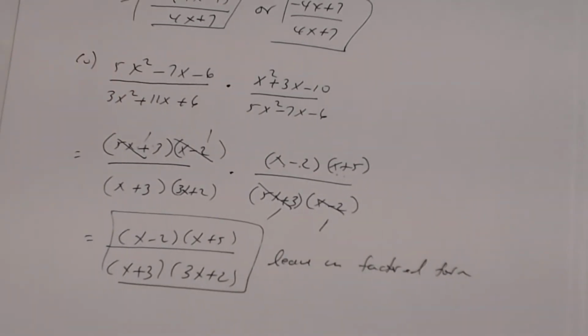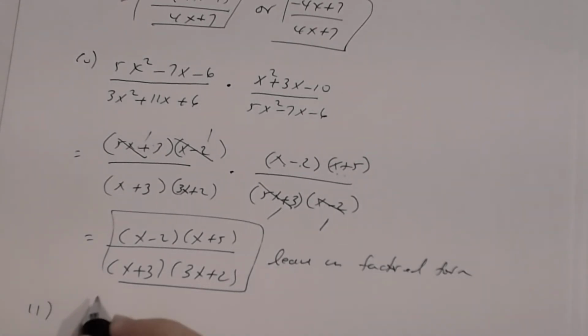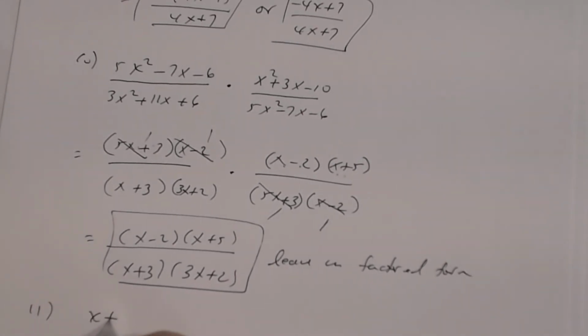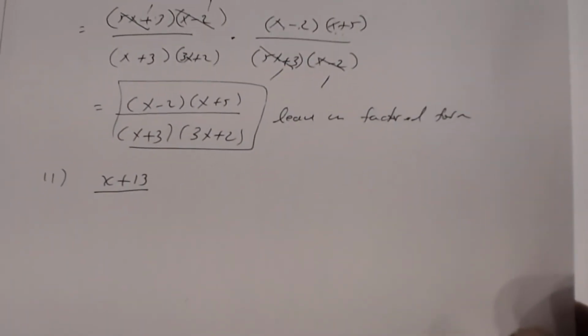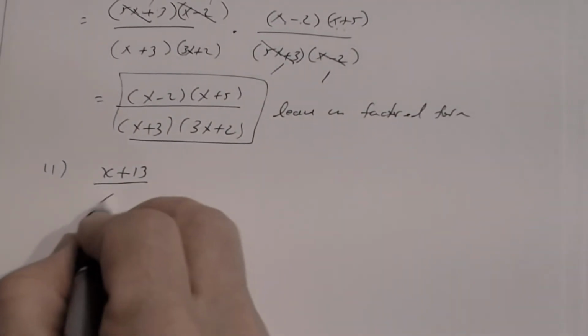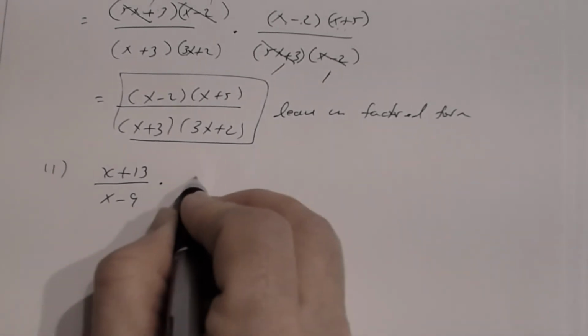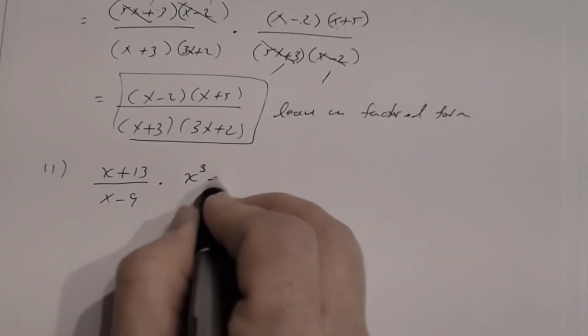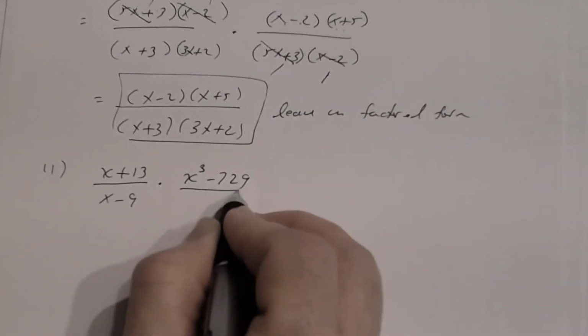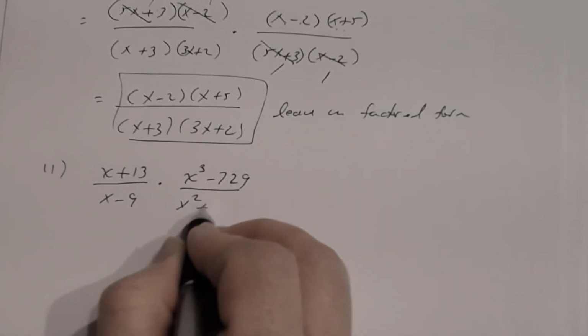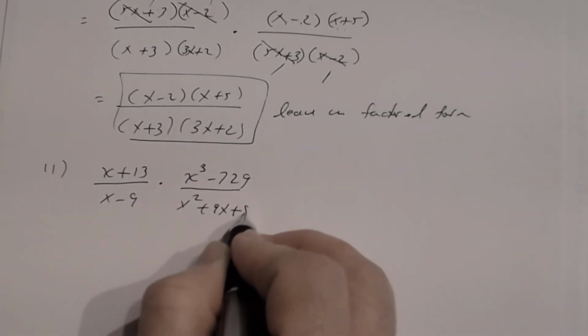All right, so don't multiply it out. Okay, number 11. So let's look at number 11. Number 11, we have x plus 13 divided by x minus 9, times x cubed minus 729 divided by x squared plus 9x plus 81.